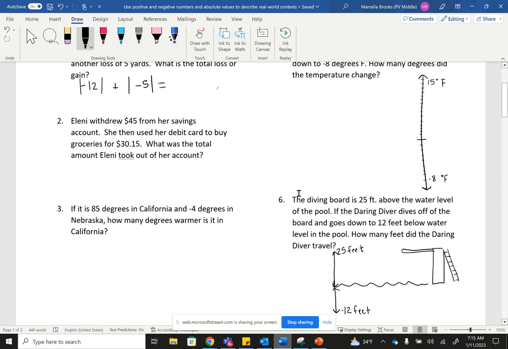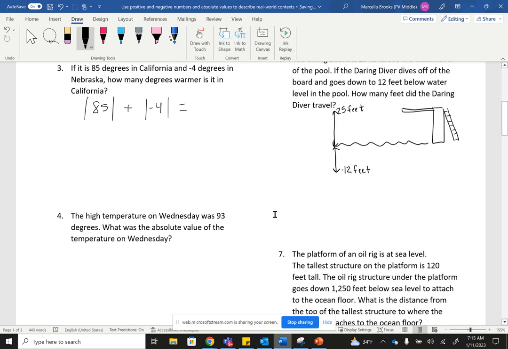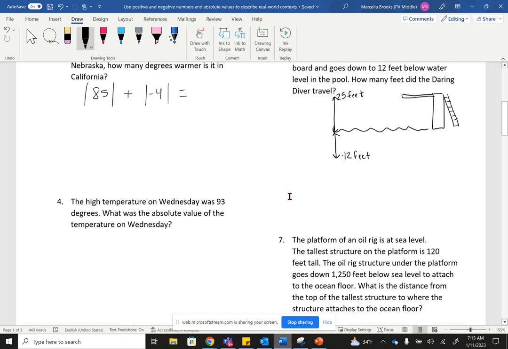Number 3. If it is 85 degrees in California and negative 4 degrees in Nebraska, how many degrees warmer is it in California? So you are going to have to do absolute value, which is 85, plus the absolute value of negative 4 to find that. Number 4, the high temperature on Wednesday was 93 degrees. What was the absolute value of the temperature on Wednesday? That one's pretty easy.